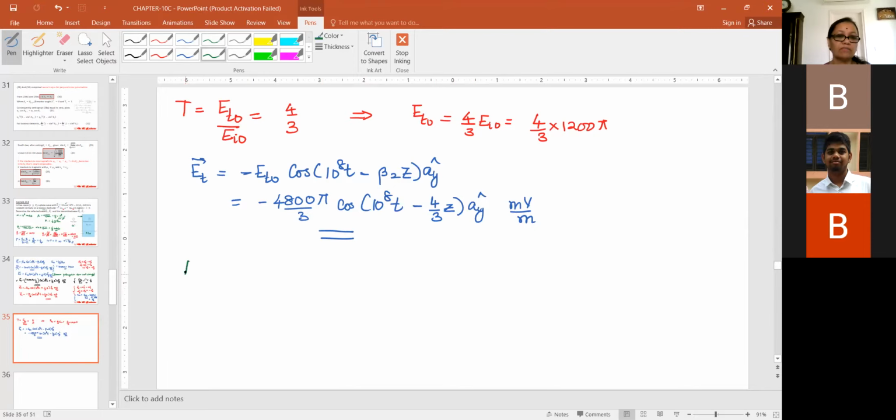H transmission. H transmission is going to be equal to H T naught cosine of 10 to the power of 8t. Here, what will I write? It is the second medium and it is traveling in the direction of k vector. Therefore, minus beta 2 z. And then I don't know what is going to be my direction. To get my direction, what do I do? In medium 2, we have to write a E cross a H equal to a K. a K is a z cap.